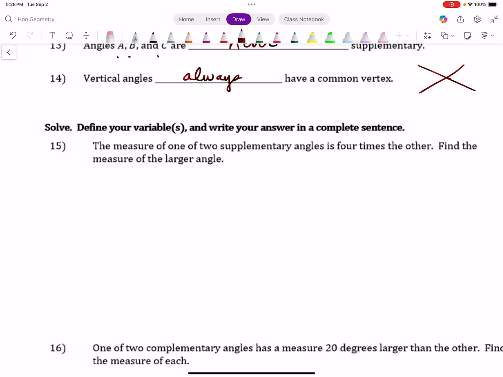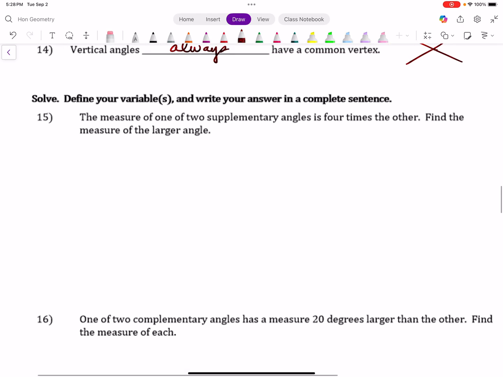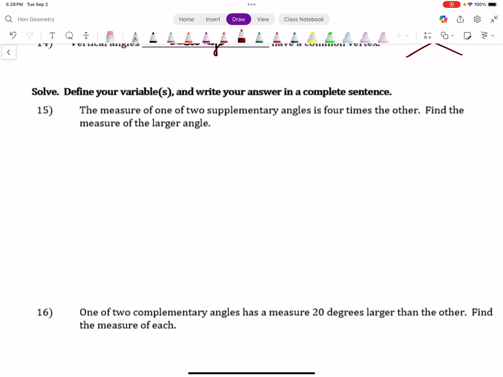So, number 15. Hang on, I got to get some tea. I'm really hungry. I'm also really tired. I'm ready to go home and go to bed. And it's only 5:28, so that's pretty bad.